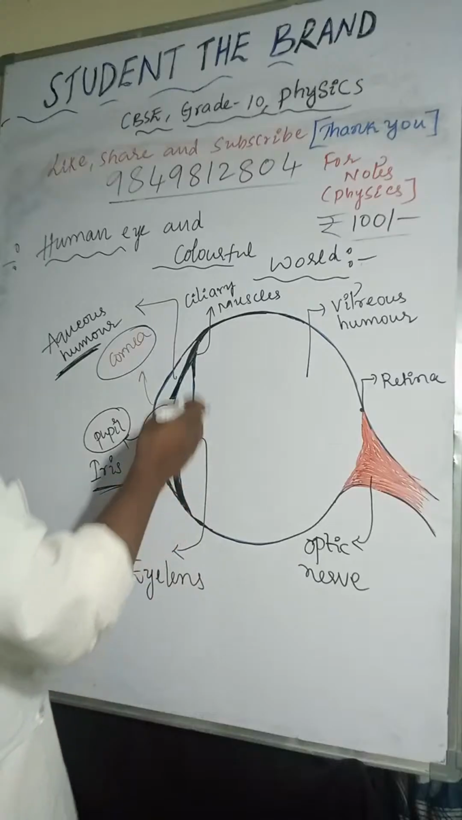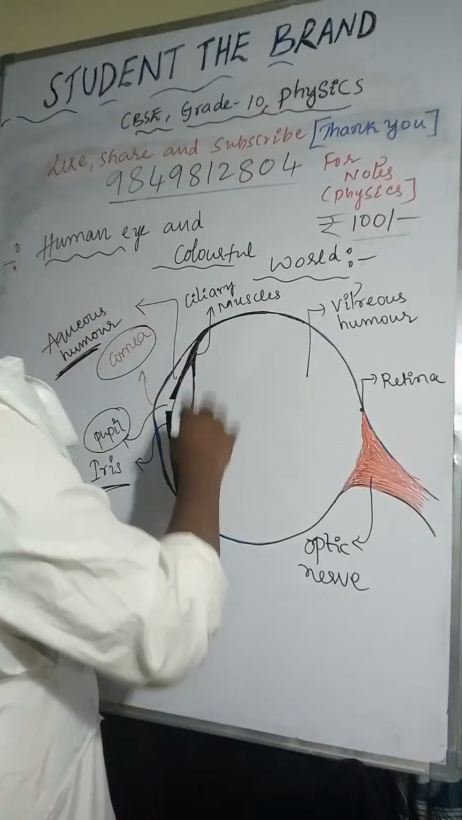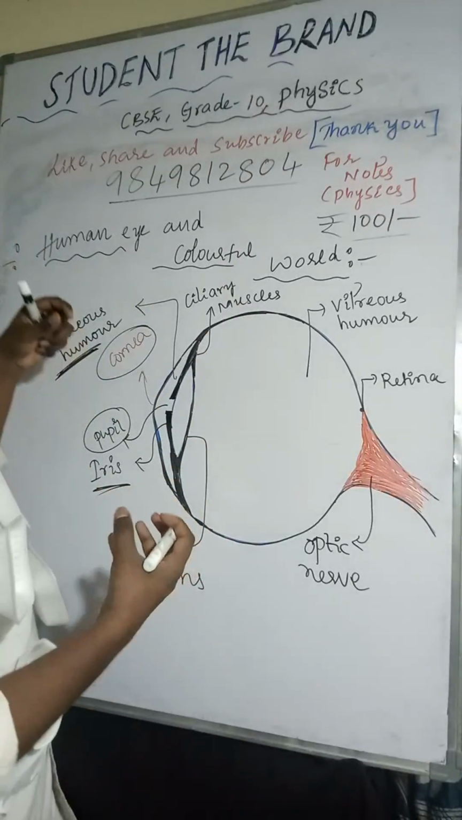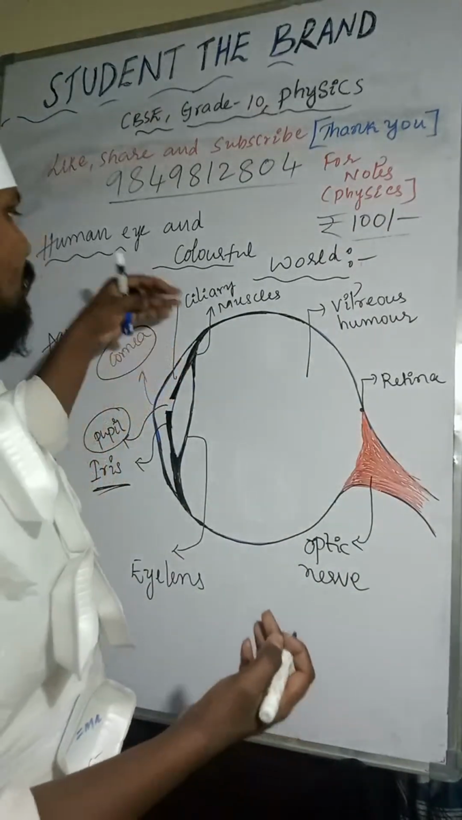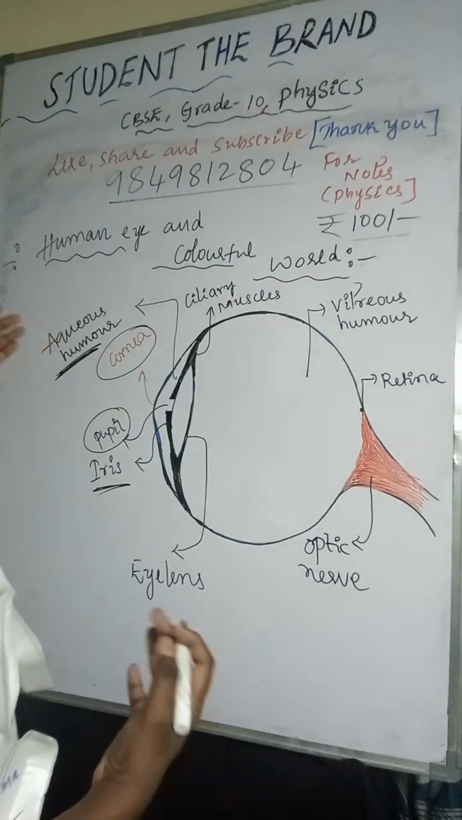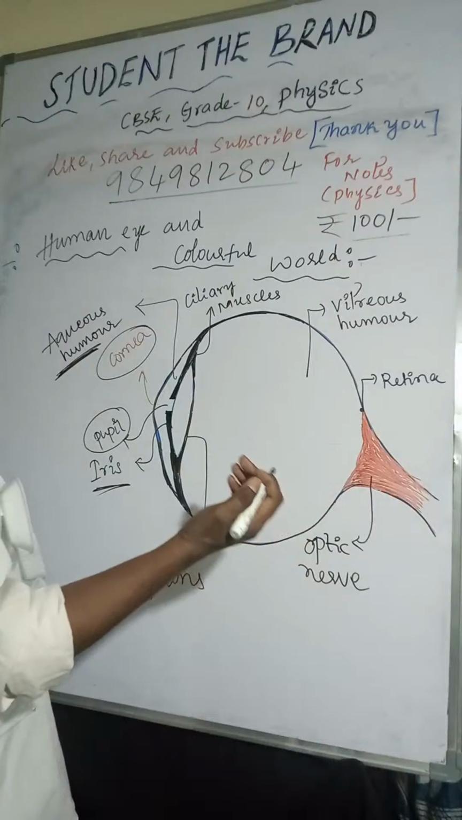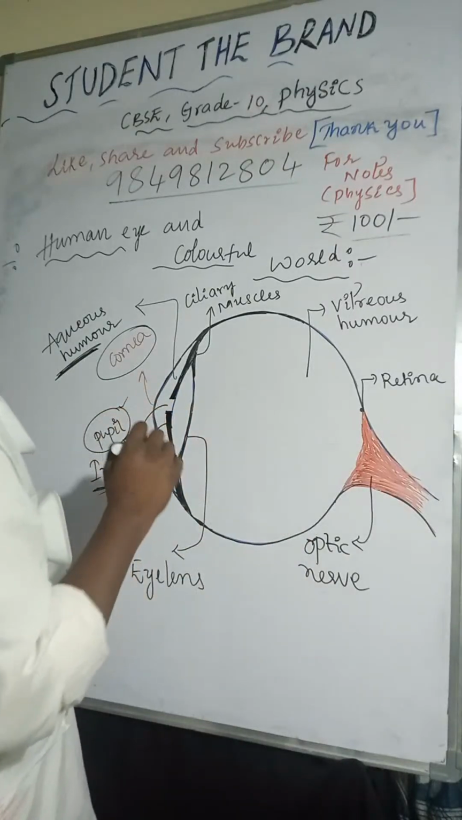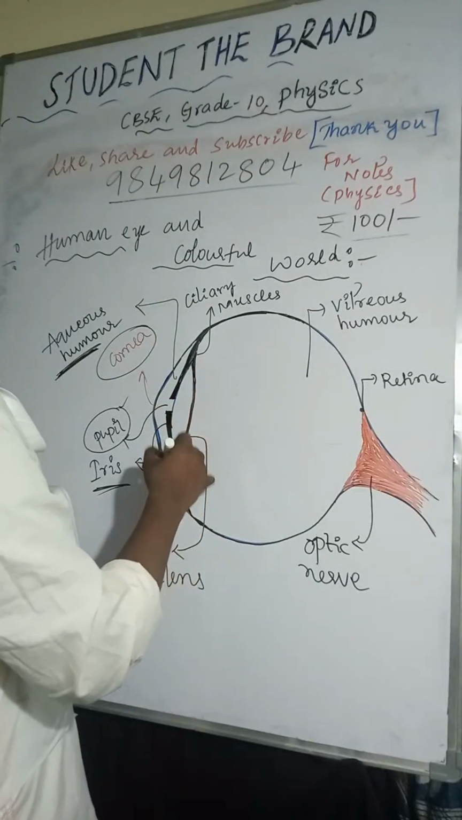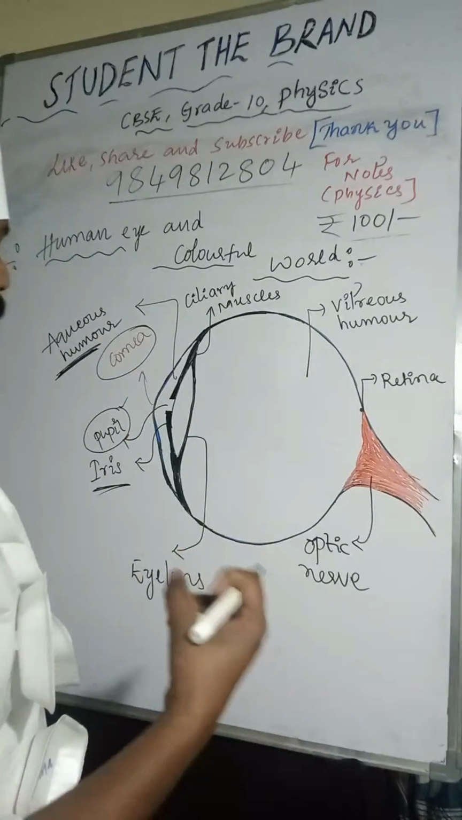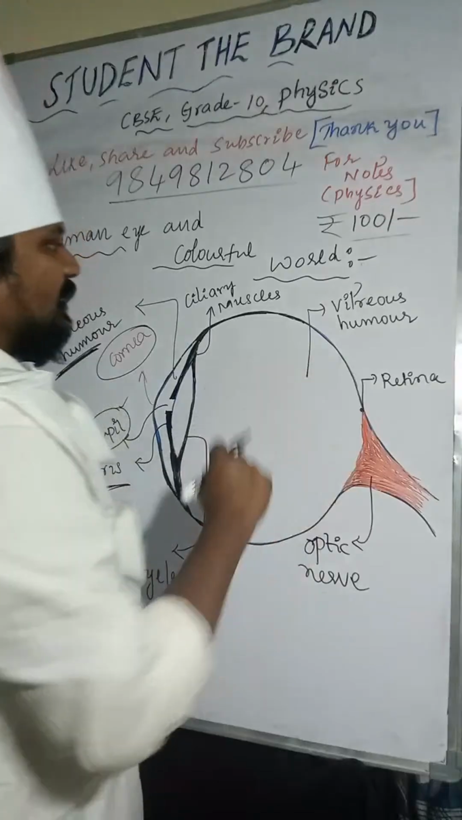Coming to the ciliary muscles, these two are ciliary muscles. This one and this one both are ciliary muscles, which hold the lens. Whenever we want to see a nearby object as well as a far object, the ciliary muscles adjust the curvature of the lens so that we can see near as well as far distance. And the pupil controls and regulates the amount of light entering the eye. Coming to the lens, the lens converges the light rays. Whenever the light rays fall on it, it converges them and makes them fall at the retina.